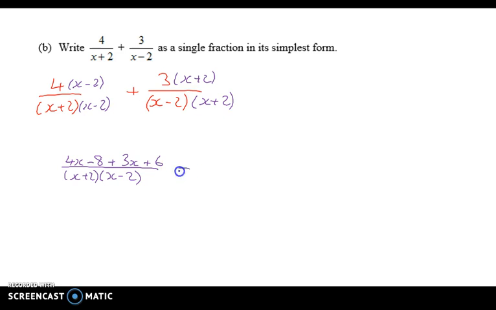So then let's just simplify this down. What have we got? We've got 4x and 3x, which is 7x, minus 8 plus 6, well that's going to be minus 2, and that will all be over our common denominator, x plus 2, x minus 2. Okay?